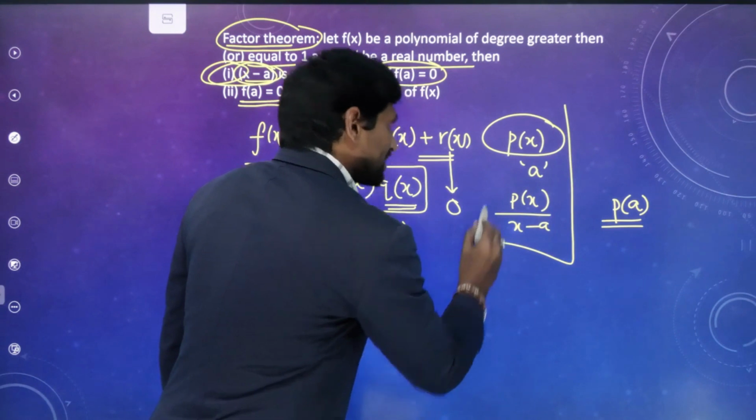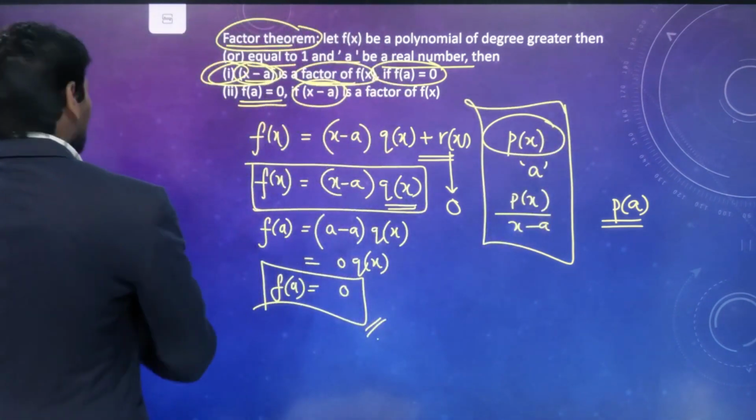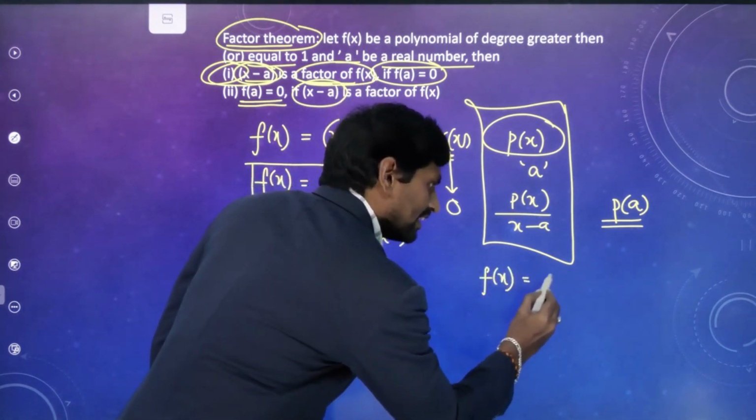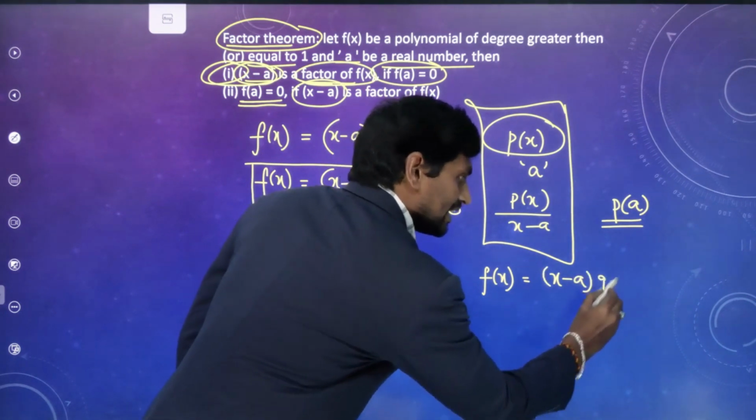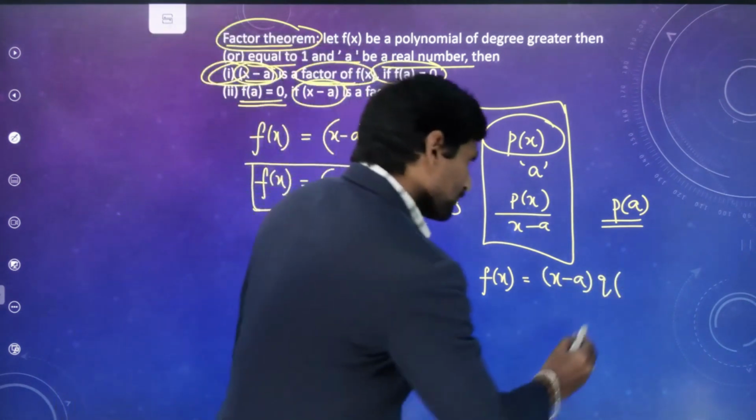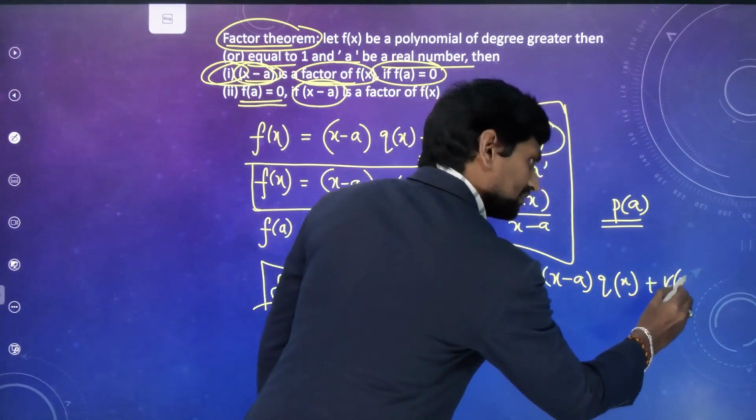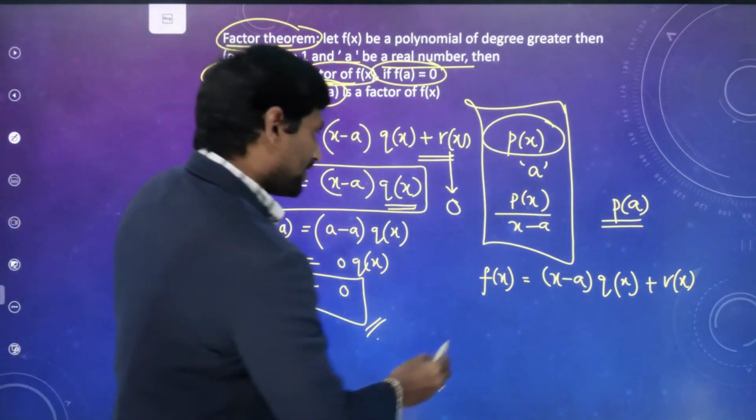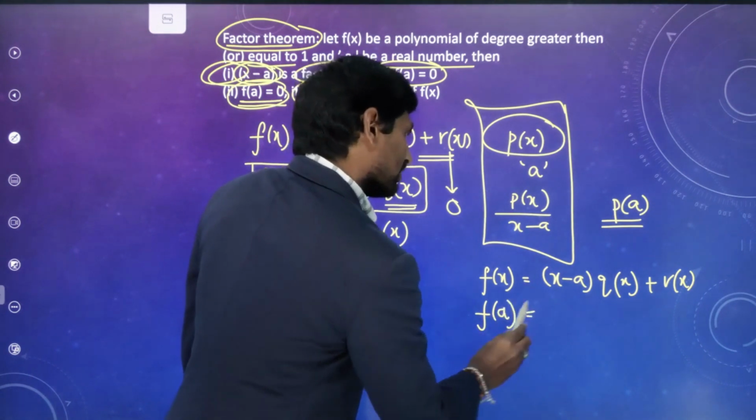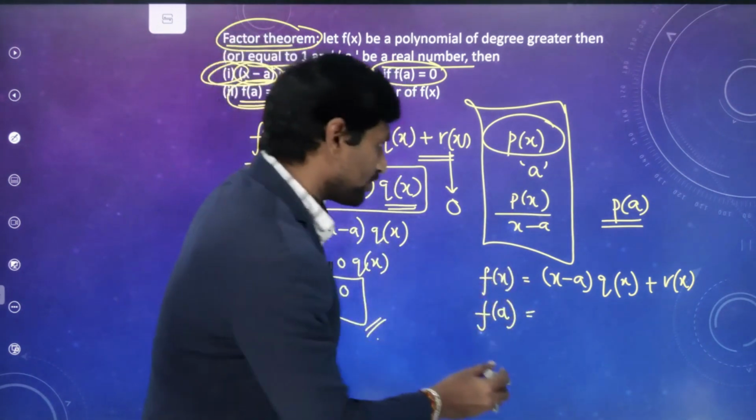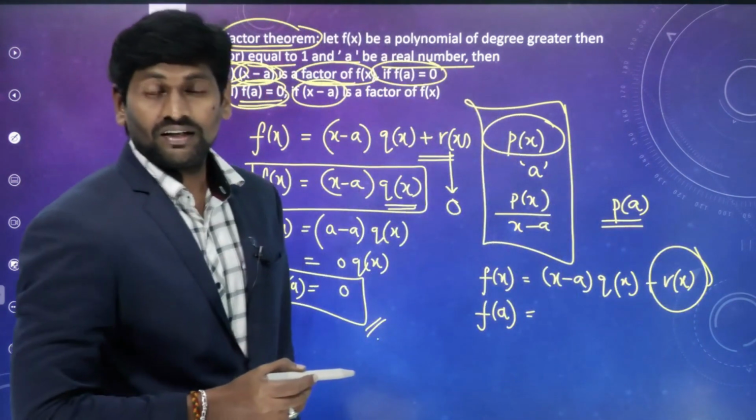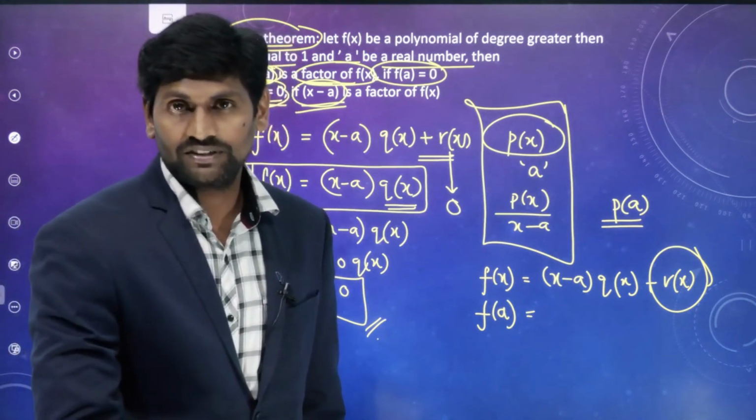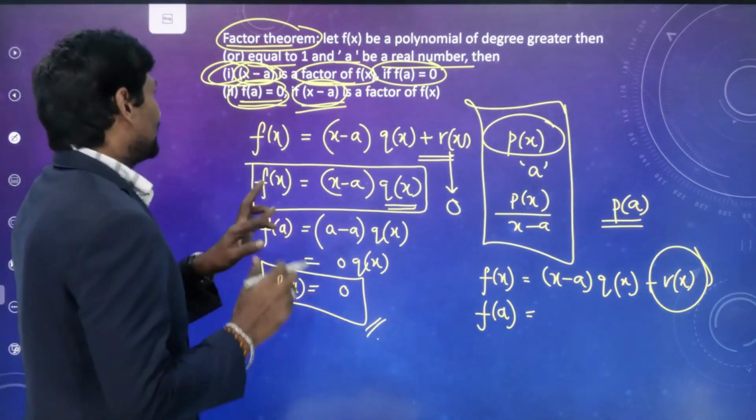Let us see this. That's why I recall the remainder theorem again. What is the remainder theorem? If f of x is divided by x minus a, then the remainder is f of a. Here f of a becomes 0. That means when you substitute and f of a is 0, x minus a will be a factor of the given polynomial f of x. So these two are vice versa.